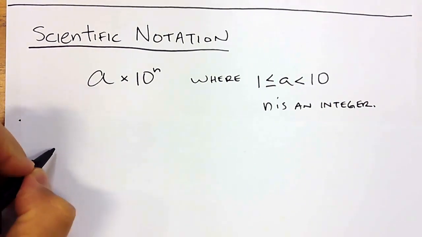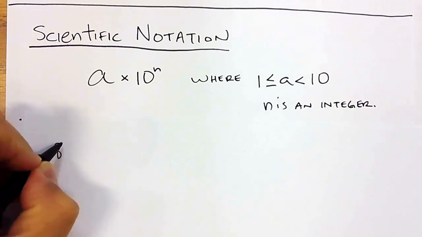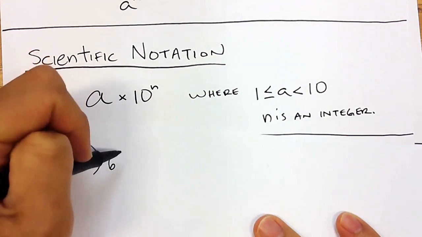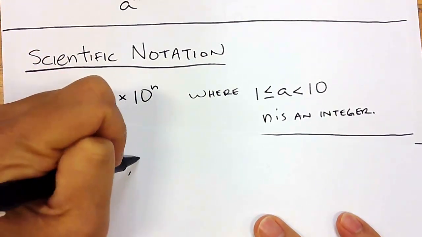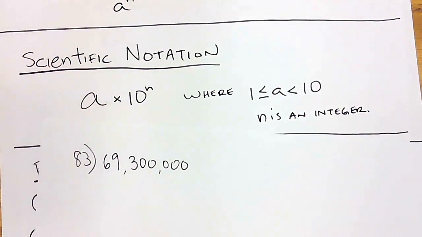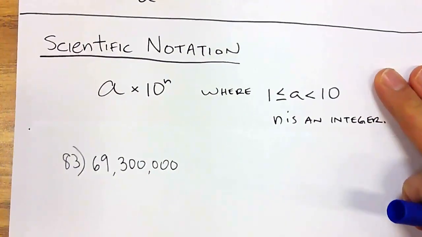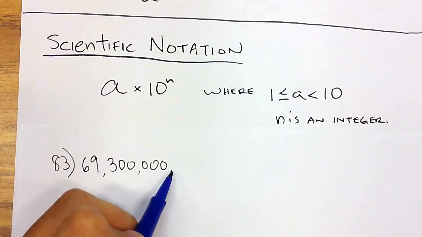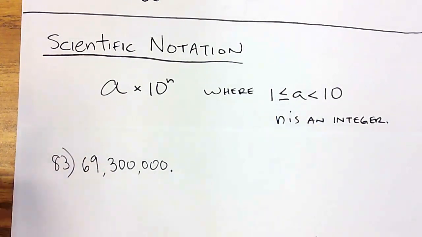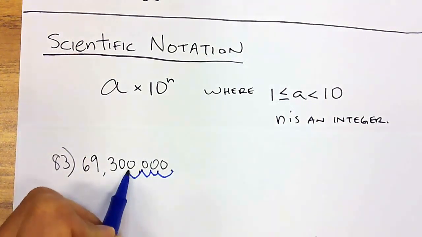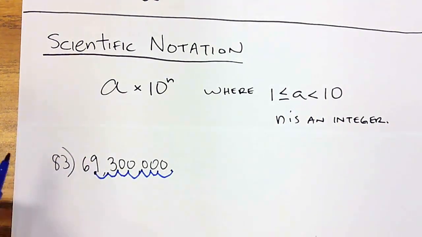If we have, let's say, 83,69,300,000, and we want to turn that into scientific notation, right? The decimal point is here. We want that A to be between 1 and 10. It can be equal to 1, but not equal to 10. So it's 1, 2, 3, 4, 5, 6, 7, right? 6.93 is between 1 and 10.